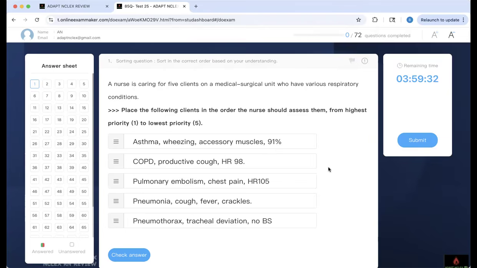A nurse is caring for 5 clients on the medical surgical unit who have various respiratory conditions. 1, asthma, is wheezing, is using accessory muscle, saturation is 91%. 2, COPD patient, productive cough, heart rate of 96. 3, pulmonary embolism, chest pain, heart rate of 105. 4, pneumonia, cough, fever, and crackles. 5, pneumothorax, tracheal deviation, no breath sound. Who do you want to see first, second, third, fourth, fifth? Multiple patient prioritization.